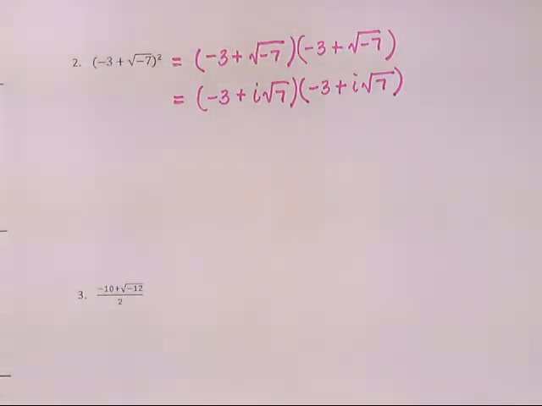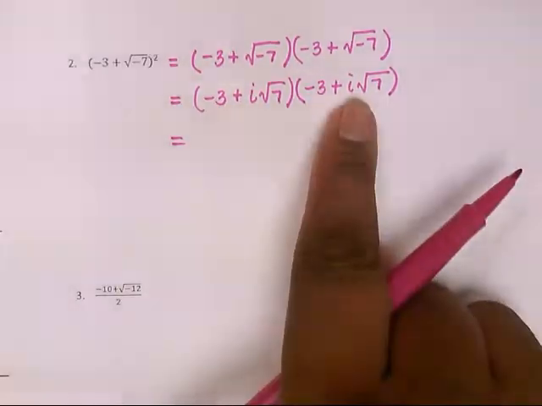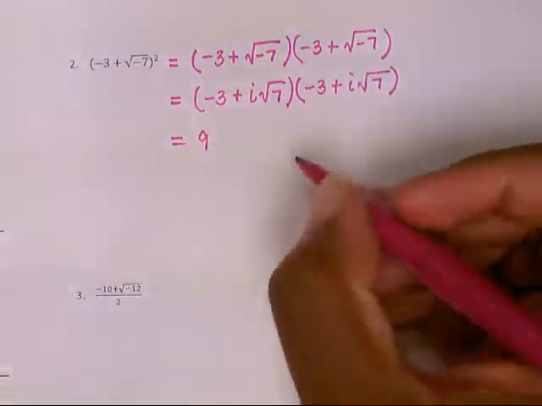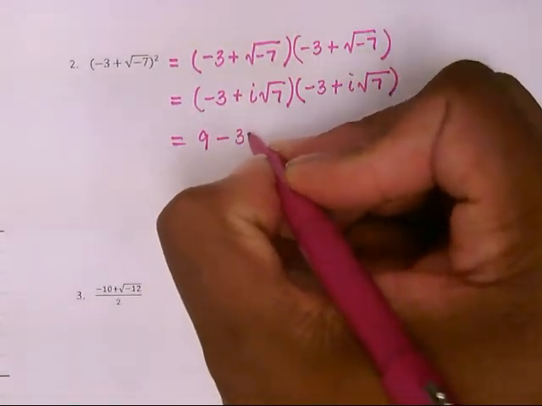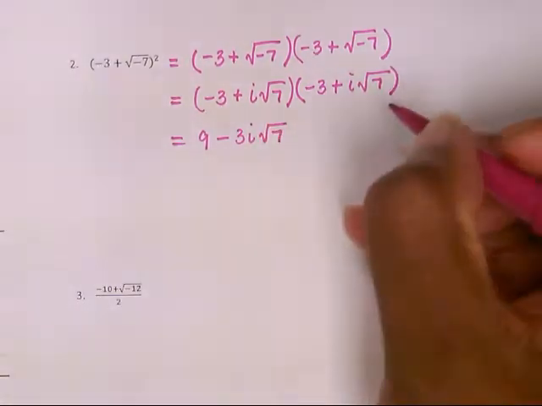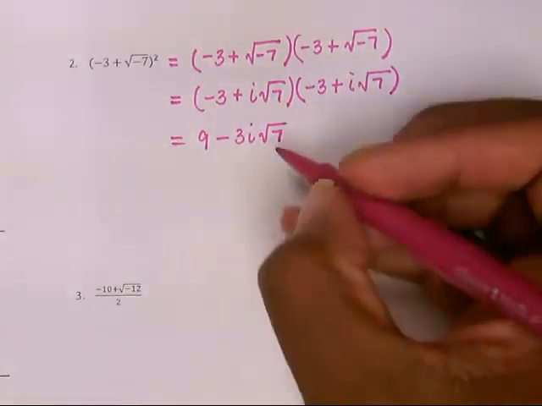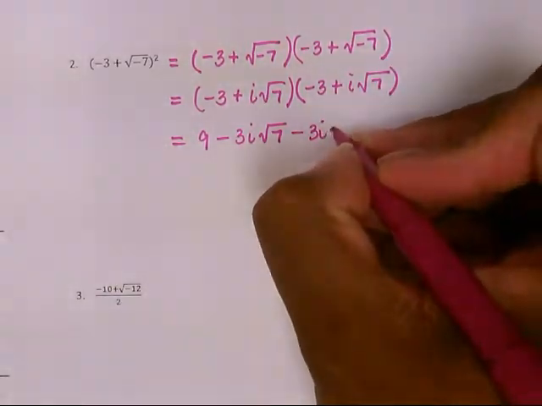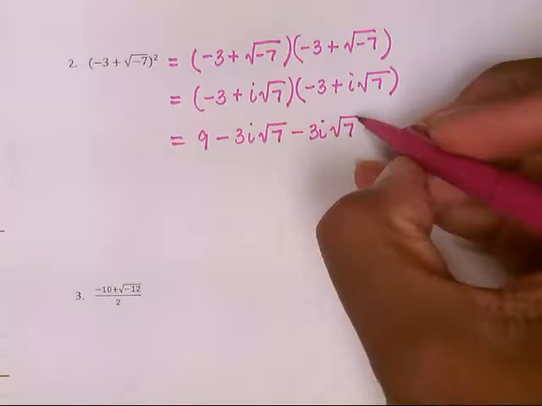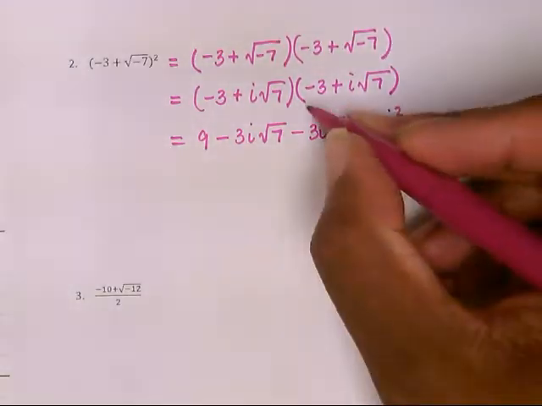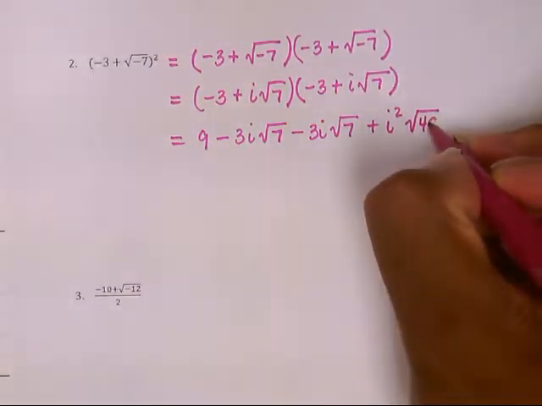And from here, I'm going to go ahead and use the FOIL method here. So, first times first, negative 3 times the negative 3, that's going to be 9. The outer, negative 3 times i square root of 7, would be minus 3i square root of 7. The inside, i square root of 7 times negative 3 will be a minus 3i square root of 7. Then last times last. i times i will be a plus i squared. Square root of 7 times the square root of 7 will be the square root of 49.